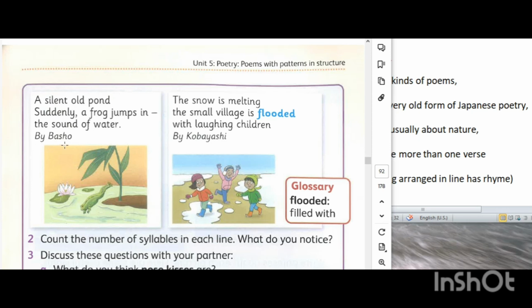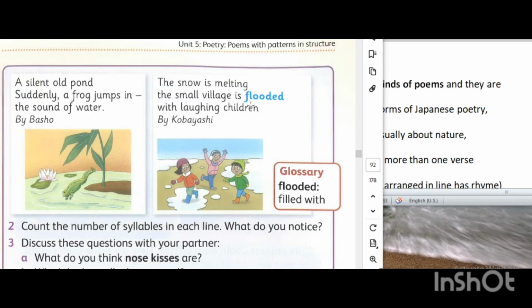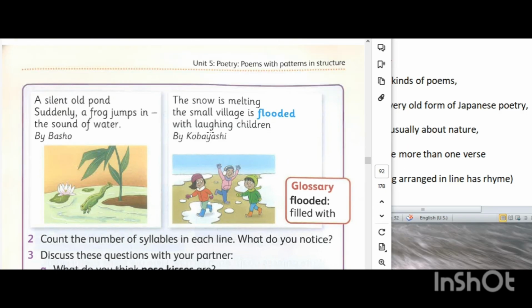By Basho. The fourth one: the snow is melting, the small village is flooded. What is the meaning of flooded? Filled with. With what? Laughing children. Now we want to describe the picture.